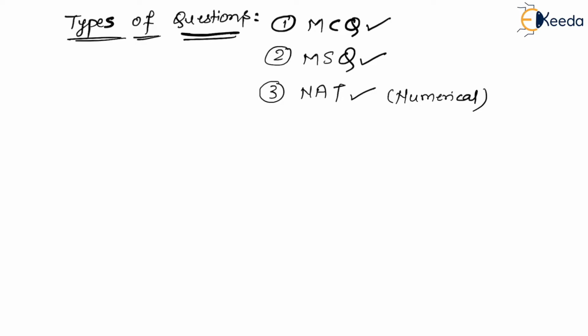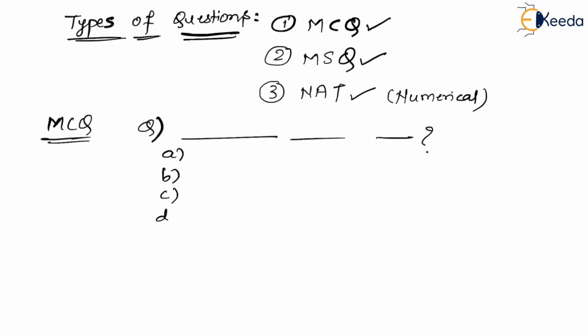Now anyway, let us try to understand this scheme first. In case of MCQ, for example, a question is there, and now there are a few options given. Let us say A, B, C, and D. Now out of these options, if only one option is correct, then it is called MCQ.